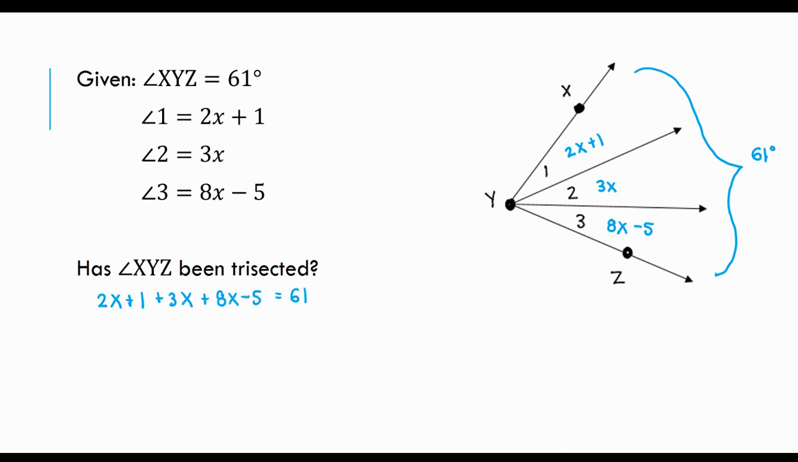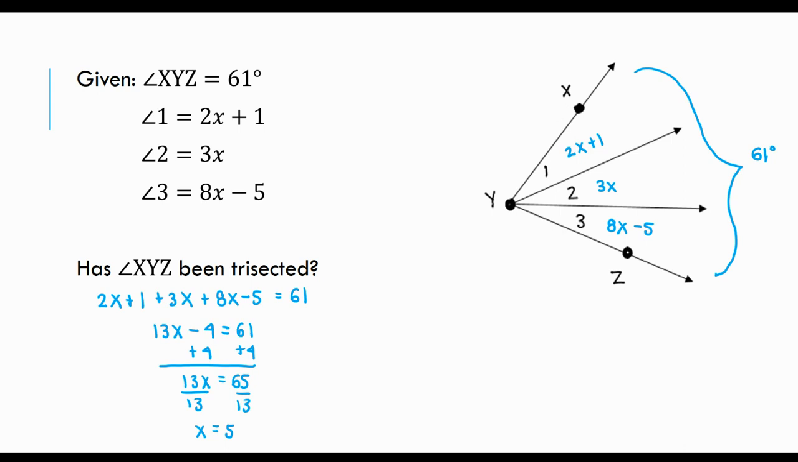All right, so 2x, 3x, and 8x. Well, 2 and 3 is 5, 5 and 8 is 13. 1 and negative 5 will give us a negative 4. So I'm going to add 4, and then I'm going to divide by 13. And so I'm getting a value of x to be, what, 5?